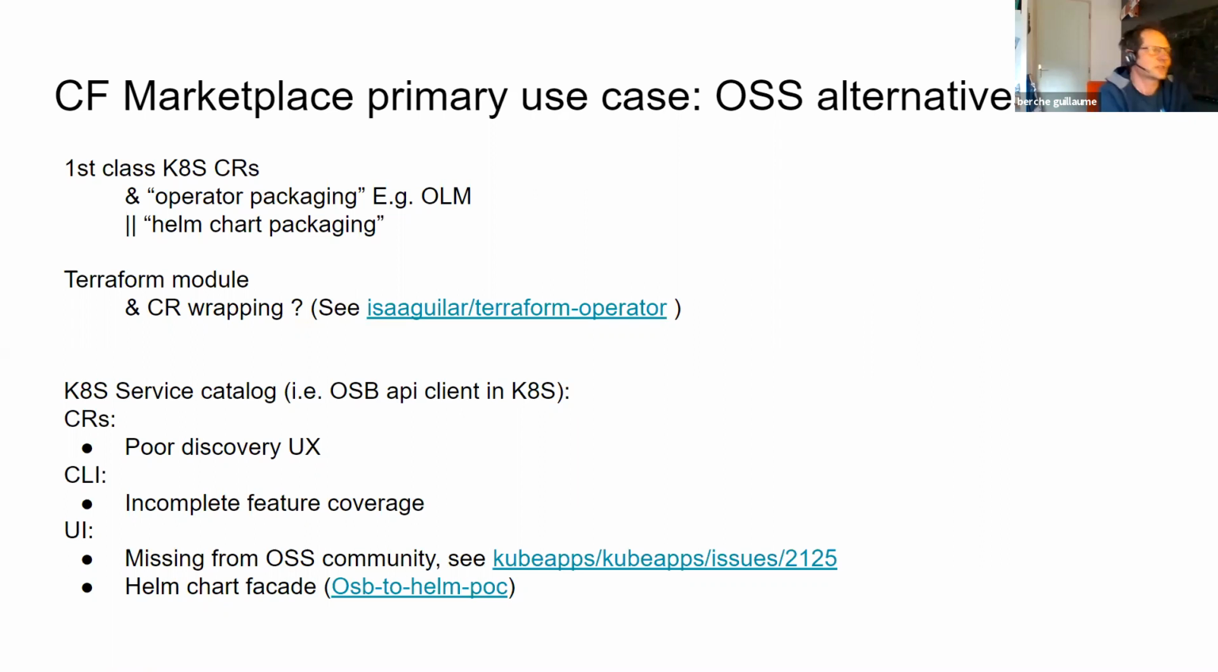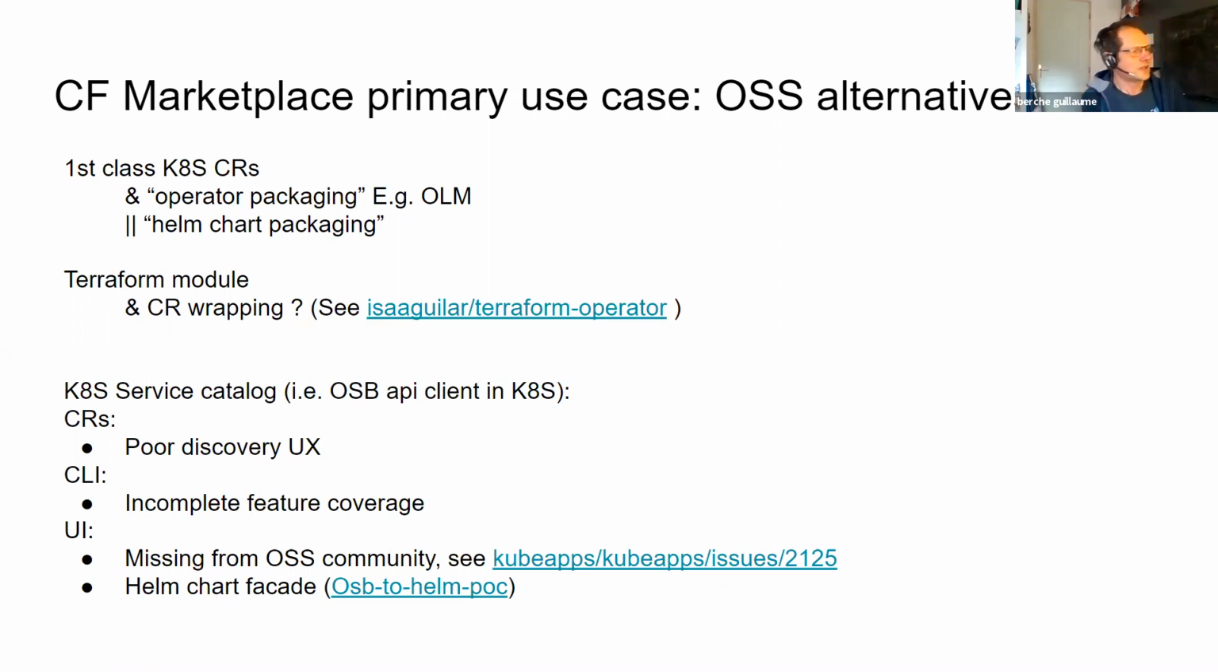The first one is first-class Kubernetes custom resources with two types of packaging, either operator-style packaging, such as Operator Lifecycle Management, OLM, or maybe Helm chart packaging. Another one might be Terraform modules for managed services. Most managed services on public clouds have Terraform modules, and they can maybe be wrapped as a custom resource. And there's an interesting project that provides a Terraform operator for Terraform modules.